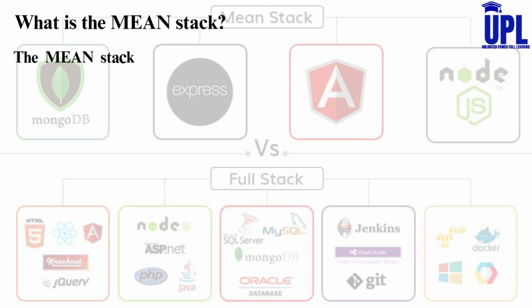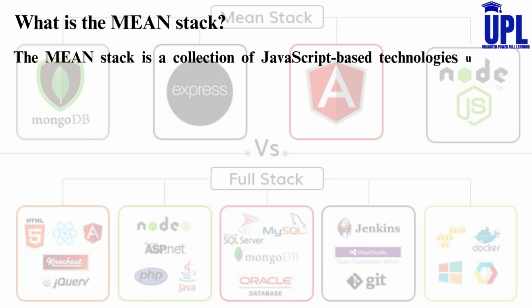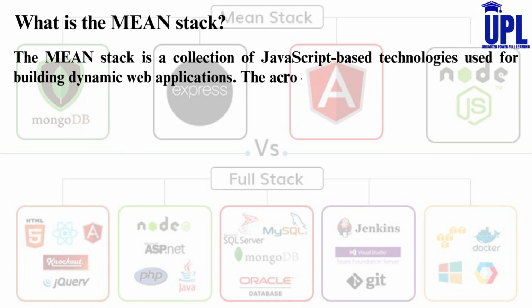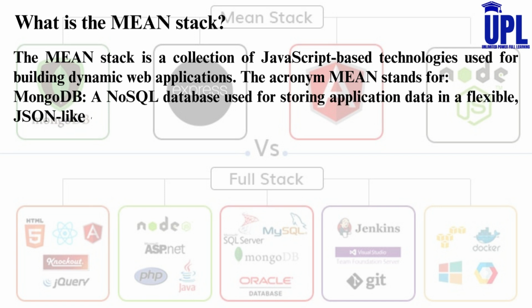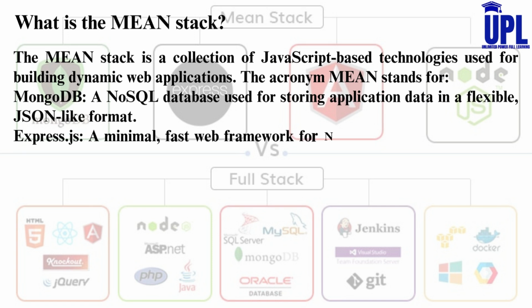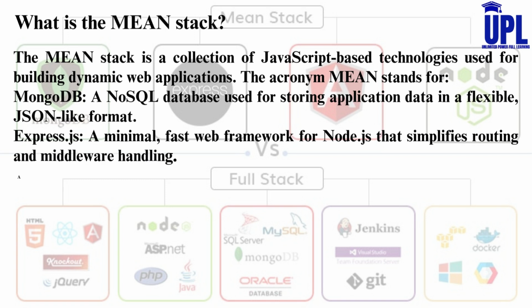What is the MEAN stack? The MEAN stack is a collection of JavaScript-based technologies used for building dynamic web applications. The acronym MEAN stands for MongoDB, a NoSQL database used for storing application data in a flexible, JSON-like format. Express.js, a minimal, fast web framework for Node.js that simplifies routing and middleware handling.